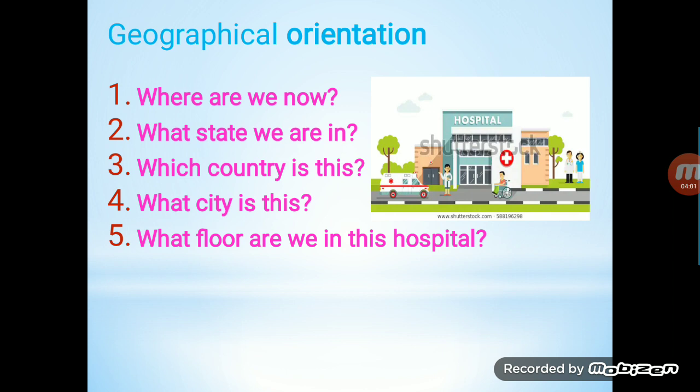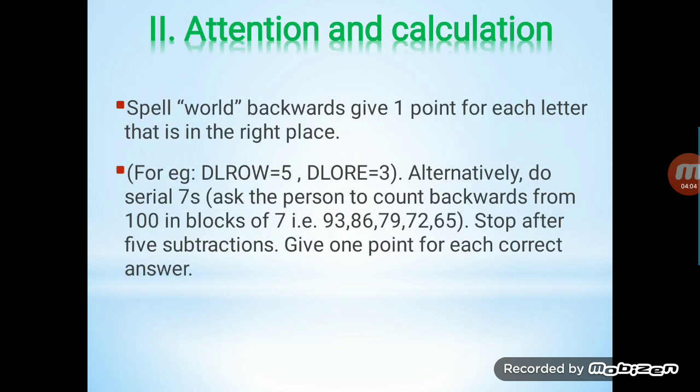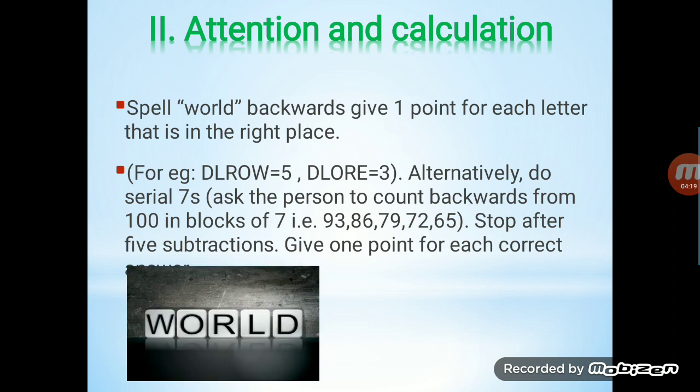The next is attention and calculation. Here you need to tell the patient to spell the word world backward, and for each correct letter you give 1 point. For example, the word is world. When we spell it backward, it comes D-L-R-O-W. If the patient spells each letter correctly, you give 5 points.